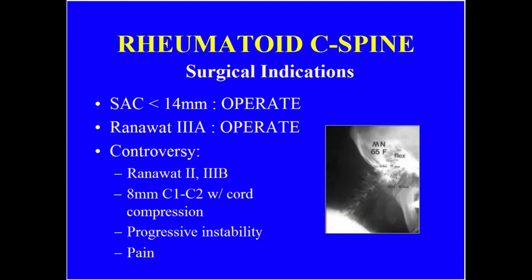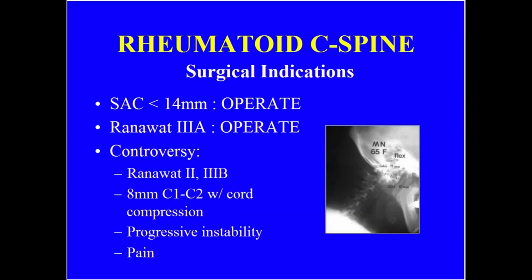The controversy is, do you operate just because someone's a Ranawat 2, because they have upper motor neuron findings but they have no weakness? Or do you operate on the Ranawat 3Bs? And I would say nowadays with modern surgical and anesthetic and ICU techniques, yes. You don't just say, well, this person's in a wheelchair, she's too far gone to consider surgery. A Ranawat 3B, if they fulfill the criteria, they have instability, they should have surgery.